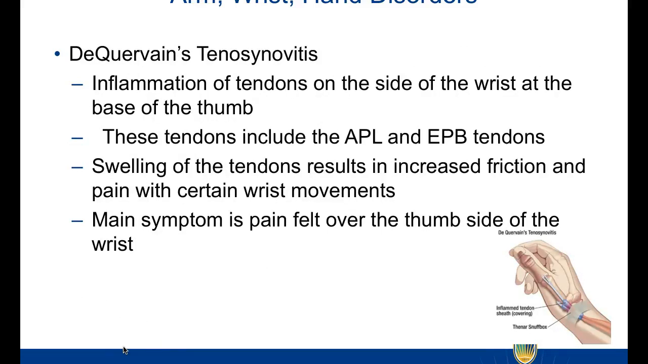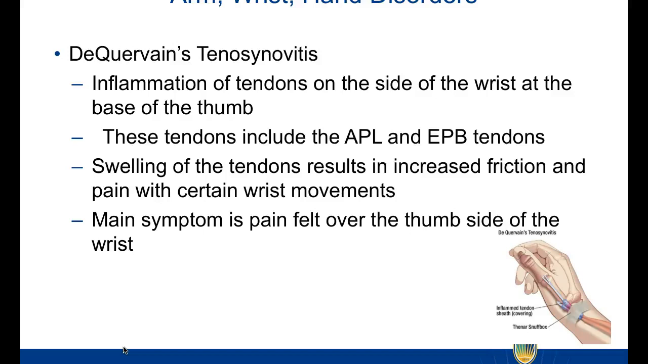De Quervain's Tenosynovitis is an inflammation of tendons on the side of the wrist at the base of the thumb. These tendons include the APL and EPB tendons. These tendons pass through a tunnel located on the thumb side of the wrist. Any swelling of the tendons results in increased friction and pain with certain wrist movements, like Carpal Tunnel Syndrome.